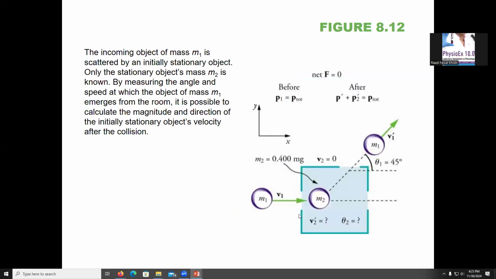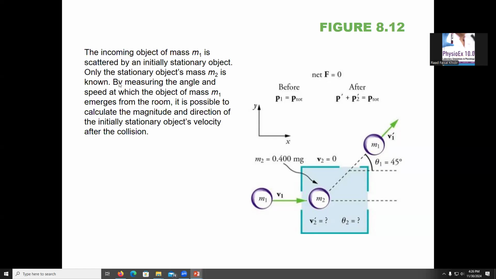So here, what do we have here? That's a bowling ball. So we see the same thing with the pool ball. The incoming object of mass m1 is scattered by an initially stationary object. This is a stationary object. Only the stationary object's mass m2 is known. So now we know m2.